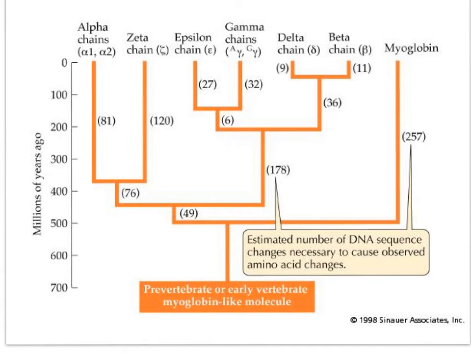This slide provides a cladogram displaying the evolutionary relationship among hemoglobin molecules, here, based on the number of amino acid differences. A detailed analysis of the hemoglobin family of molecules suggests that myoglobin was the ancestral molecule.